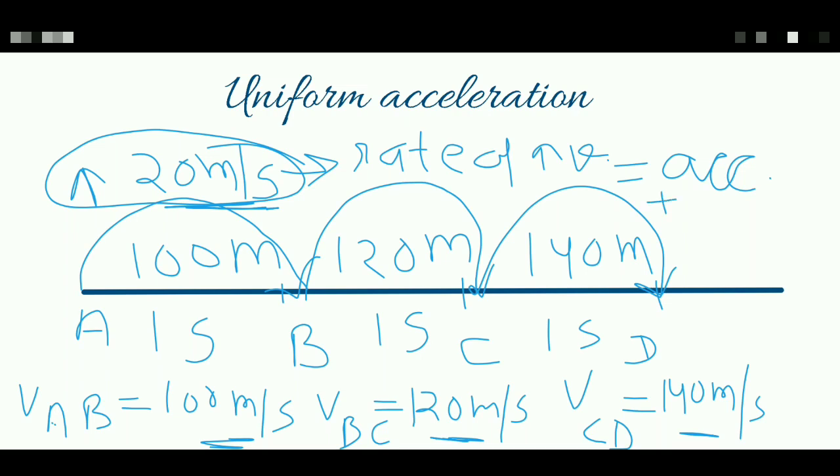Okay, and now what can we understand about uniform acceleration? Student, as the rate of increasing of velocity is constant, and what is it? 20 meter per second. It is fixed for every second. So we can say the object is moving with uniform acceleration. Okay.